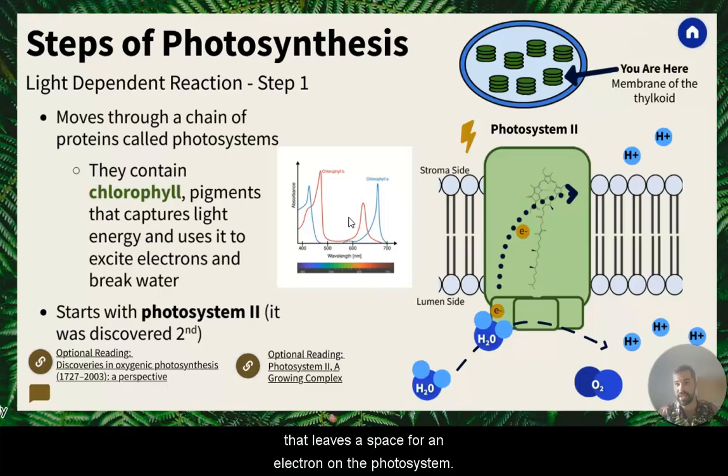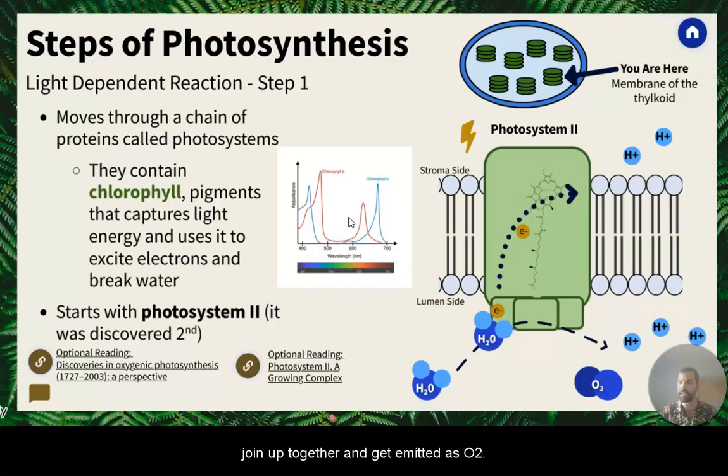That leaves a space for an electron on the photosystem. That electron ends up getting lost from water. It gets stripped off of water. This is where the water comes into play here. And then that water gets converted over into oxygen and a couple of hydrogens. So it splits apart that water molecule, and the oxygens join up together and get emitted as O2.